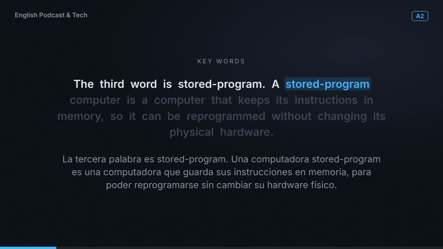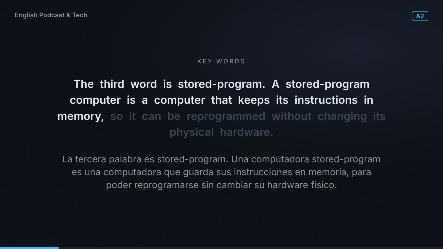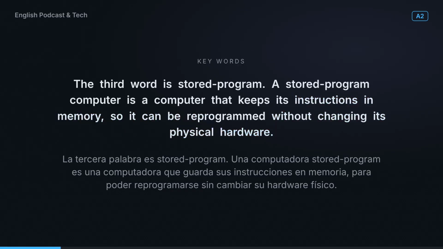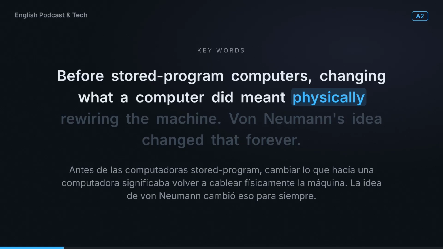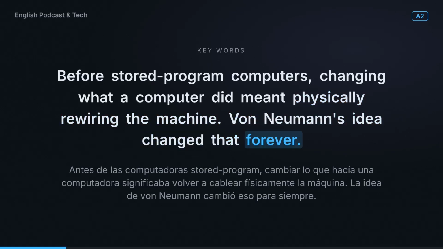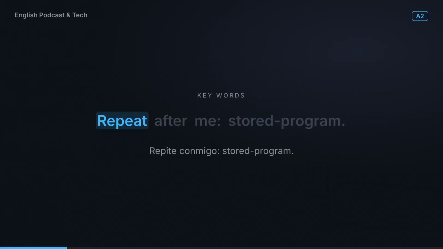The third word is stored program. A stored program computer is a computer that keeps its instructions in memory, so it can be reprogrammed without changing its physical hardware. Before stored program computers, changing what a computer did meant physically rewiring the machine. Von Neumann's idea changed that forever. Repeat after me, stored program.